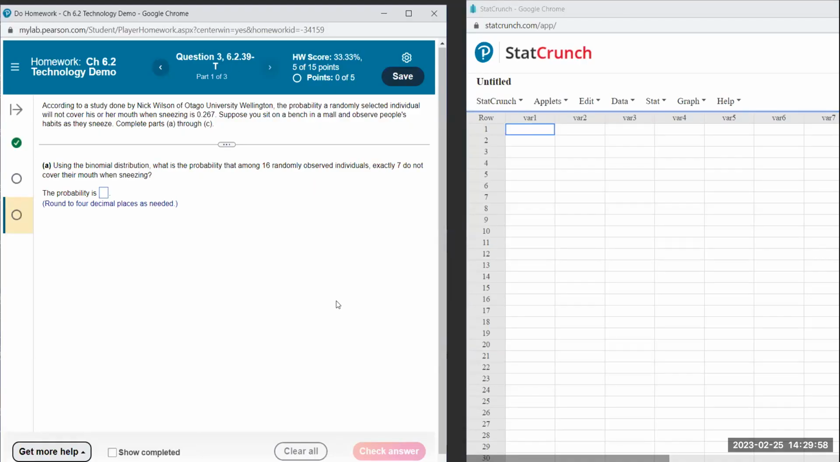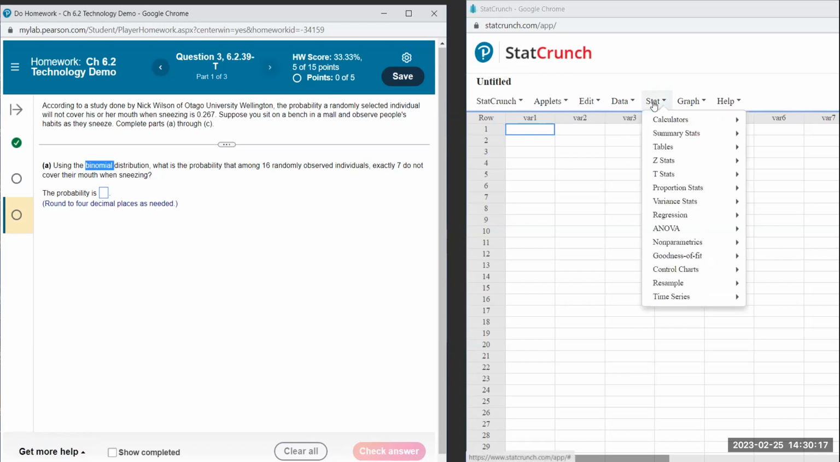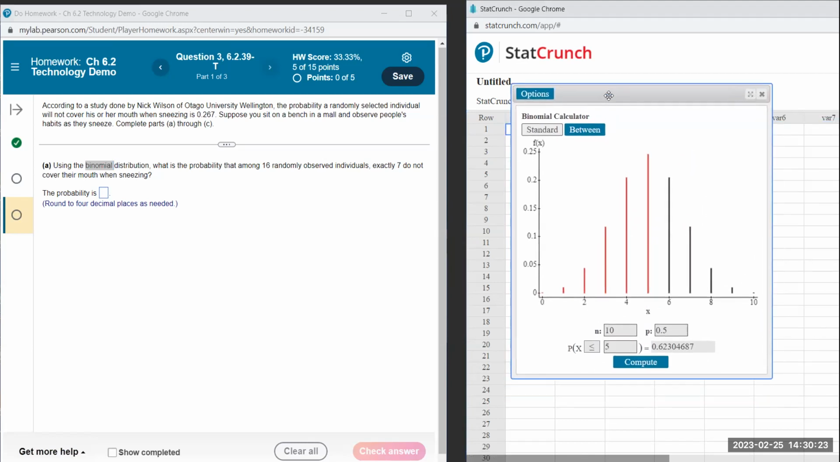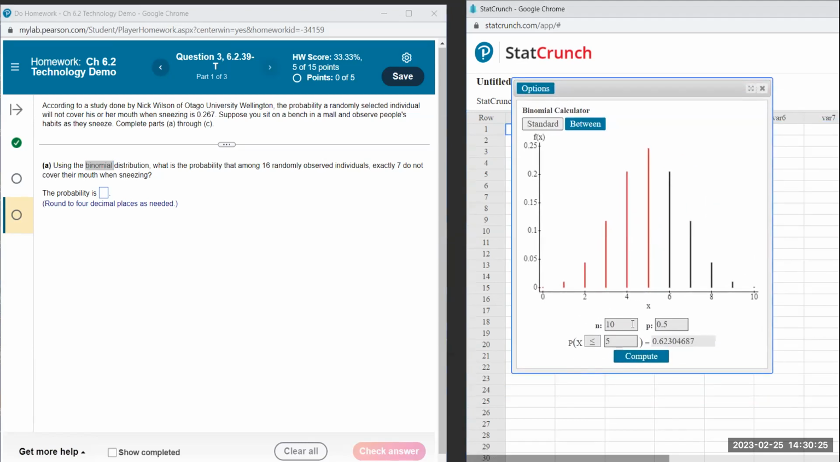Using binomial distribution, what is the probability that among 16 randomly observed individuals, that's the sample size, exactly 7 do not cover their mouths with sneezing? So the key word here is that it is a binomial distribution. So we can go to our binomial calculator. So Stat, Calculators, Binomial. And then we just have to figure out what all these values are in this case.